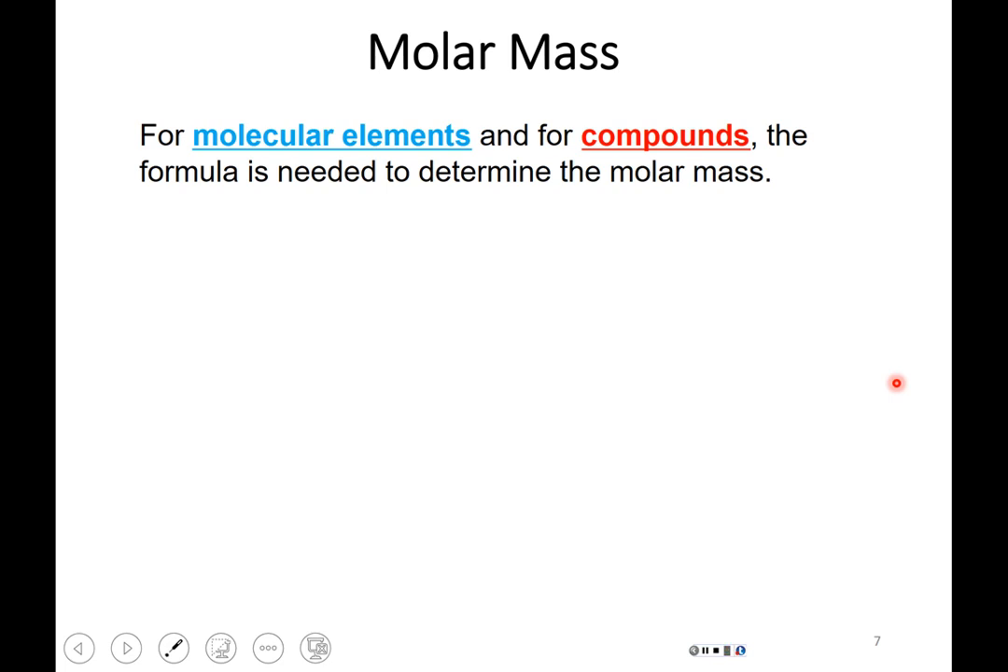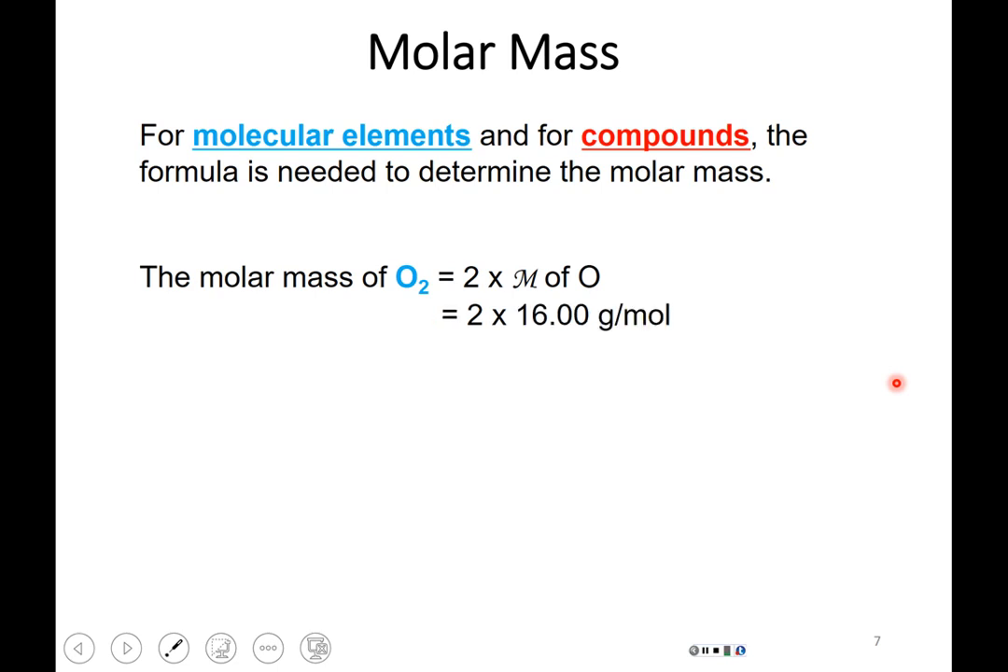All right. So for molecular elements and for compounds, the formula is needed to determine the molar mass. What we mean by that is, for molecular elements, sometimes you have diatomic molecules formed by the element. Something like oxygen exists as O2 in the natural world. So to find its molecular weight, we'd have to multiply the atomic mass of oxygen by 2.